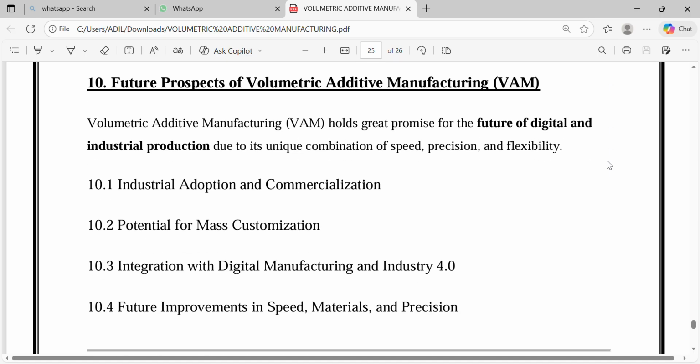After this, we move towards the future prospects of volumetric additive manufacturing. First is the industrial adoption and commercialization. This section likely discusses how VAM is being or will be adopted in industries and its potential for commercialization. VAM's unique combination of speed, precision, and environmental friendliness is expected to explore the feasibility and challenges of integrating VAM into industrial production lines. Second prospect is the potential for mass customization.